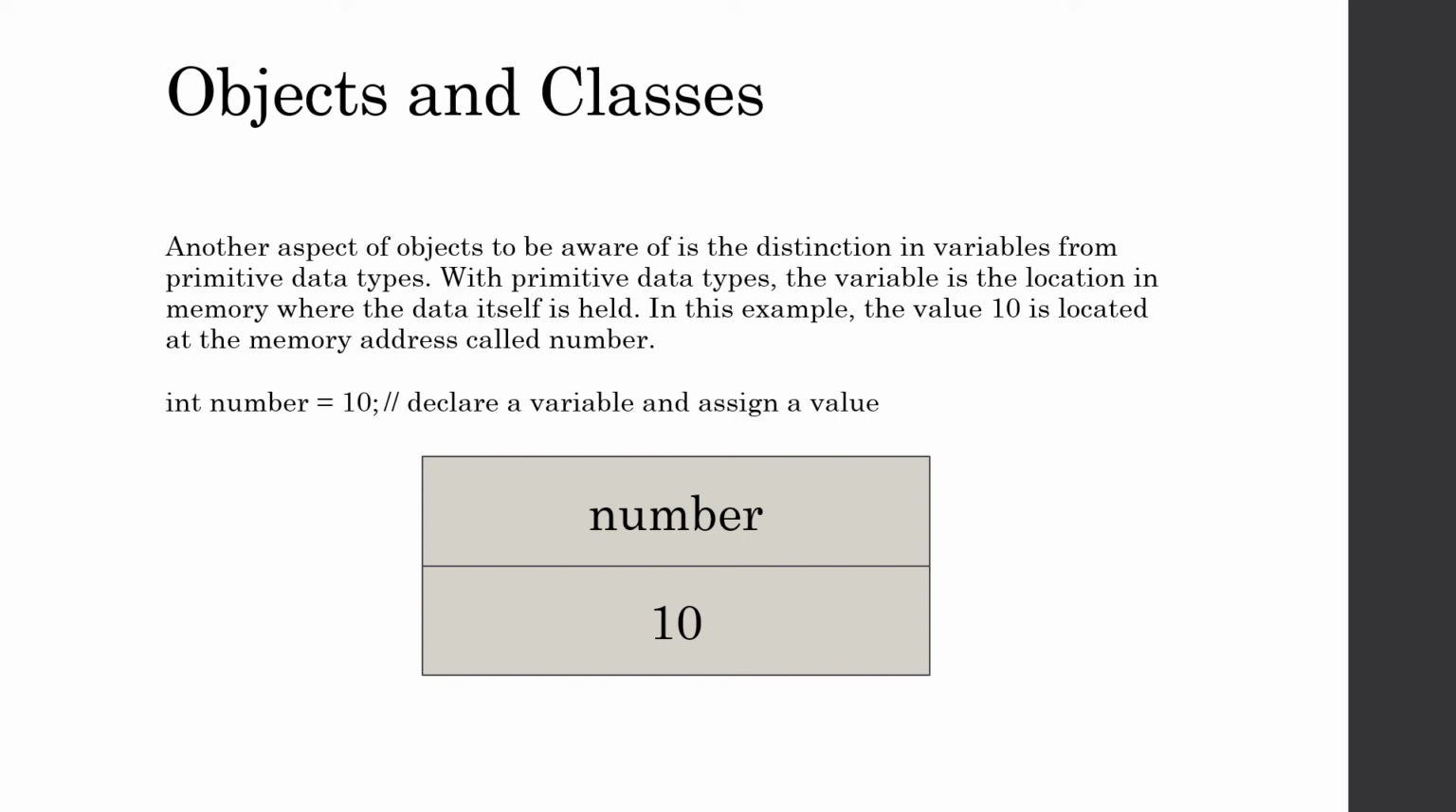But of course, the variable for a string, that's going to be different from, say, the variable for an int or a double, in the sense that with primitive data types, the variable is the location in memory where the data itself is held. So at the same place where you would find the variable, that's also the same place where you would find the value itself. So in this example we have right here, the value 10 is located at the memory address called number. So whatever address that happens to be, both the variable number and the value 10 are both located at that same spot.